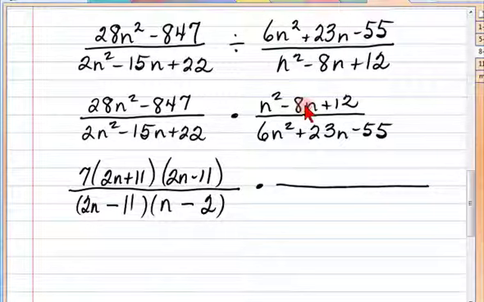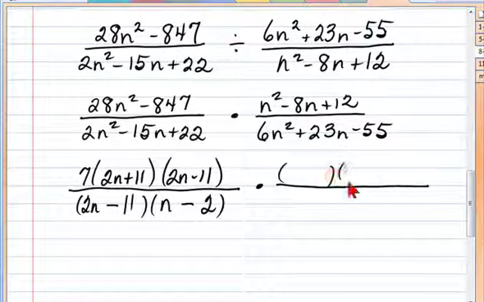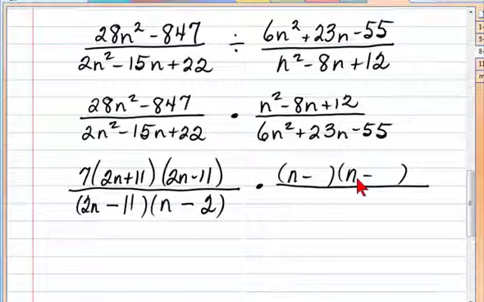Okay. This numerator, the last sign is plus, which means both signs match the middle term. They're both minuses. I need an n and an n. I need factors of 12, which add up to be 8. 6 and 2.